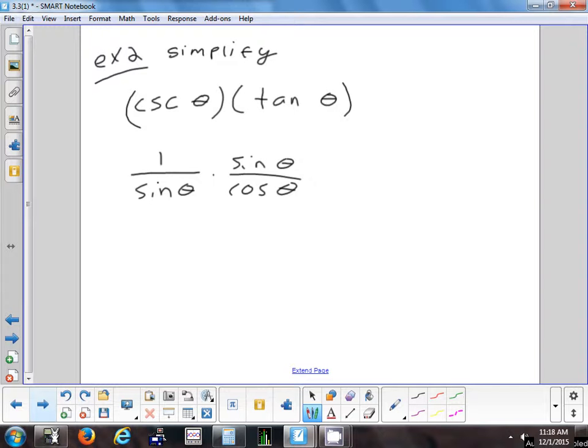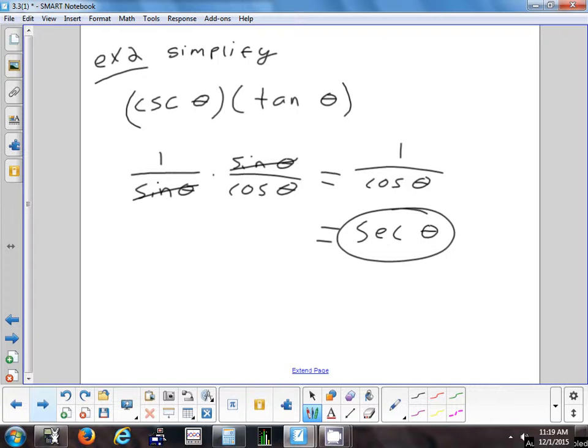is perfect because, Analia, what's going to happen now? The sines are going to cross out, and I'm left with 1 divided by cosine. If we go back and look at our list, what is 1 divided by cosine? That's the secant.